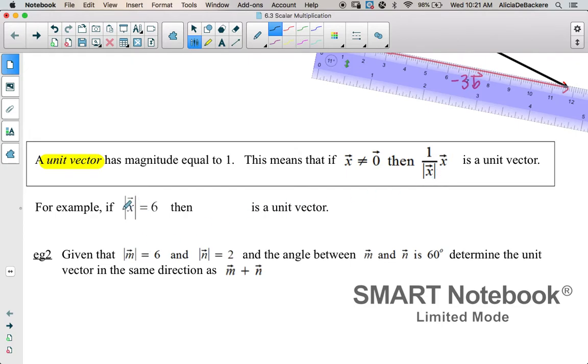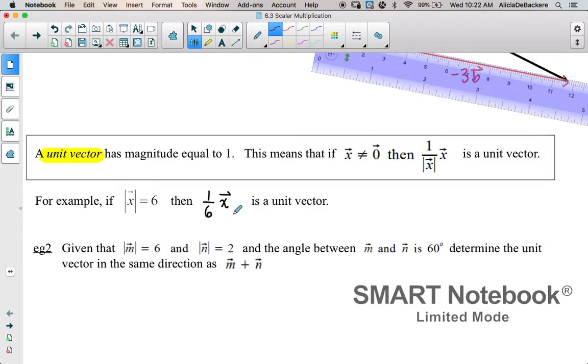So let's see an example here. For example, if the magnitude of vector x, that's what this says, the magnitude of vector x is equal to 6, then if I do 1 over the magnitude times the original vector, I'm going to end up with a unit vector, right? If it was 6 units long and I take 1/6 of it, then I have 1. And it's going in the same direction.